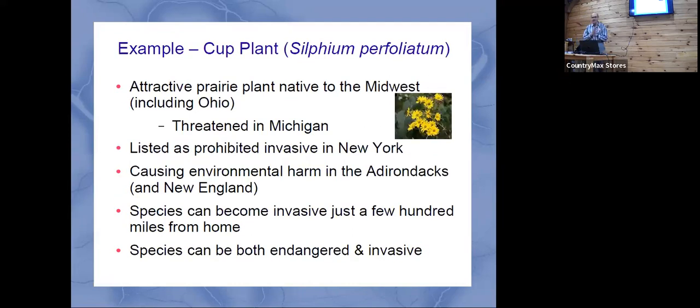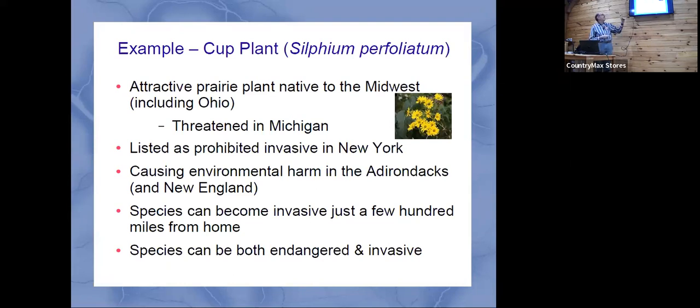So let's talk about another example. This one, cup plant, is a very lovely prairie plant native to the Midwest, including Ohio, so it's native fairly close to here. In the state of Michigan, it's even threatened. It's a plant that, because of agricultural practices and other things, is in trouble. Here in New York, it's invasive. Wouldn't really be a problem probably here in Monroe County, but up in the Adirondacks and on into New England, it's causing severe environmental harm.